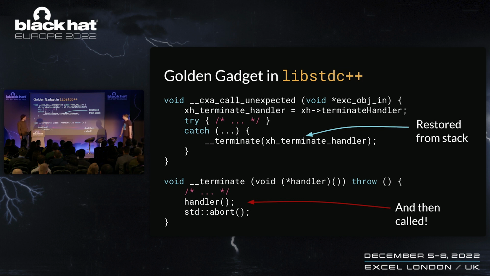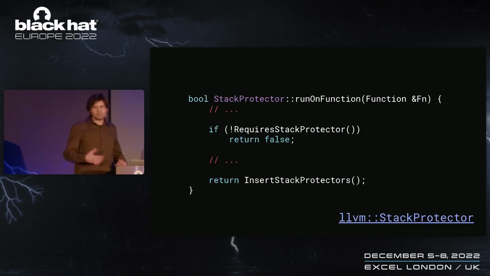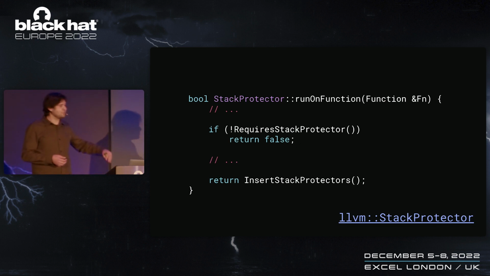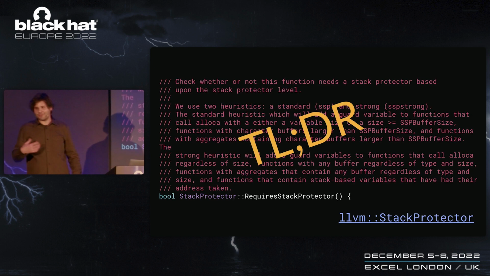OK. All right. So another interesting technique where you can use the chop requires us to understand how stack protectors are applied. We talked a little bit about stack protectors at the beginning of the talk, but let's dive a little bit deeper. So this is the function pass from LLVM that applies stack protectors to functions. Now, you may see here that before you insert a stack protector, you check if you actually need a stack protector. Now, let's see what happens in this require stack protector.